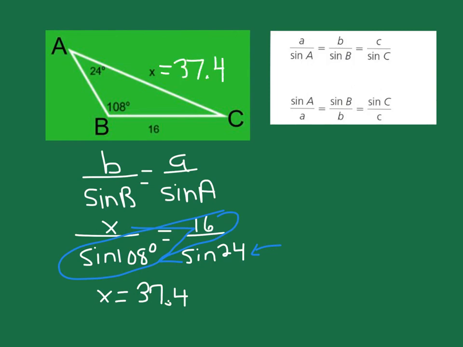Keep in mind with trigonometry that the largest angle is always across from the largest side, and the smallest angle is always across from the smallest side. So that's a good way to check and make sure your answers are correct or in the right ballpark.